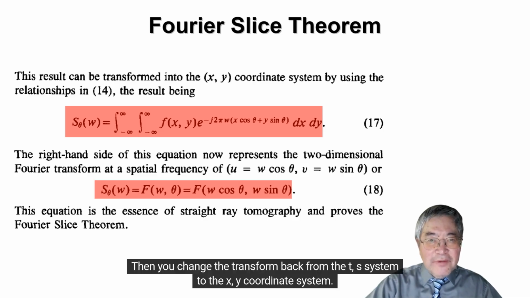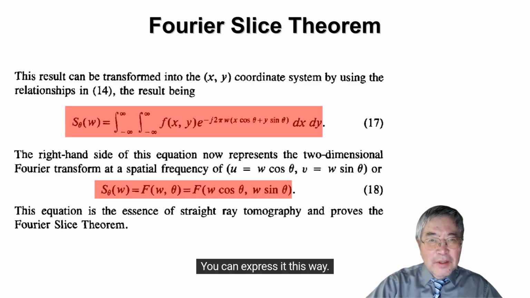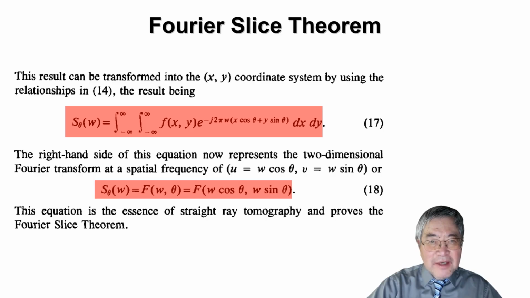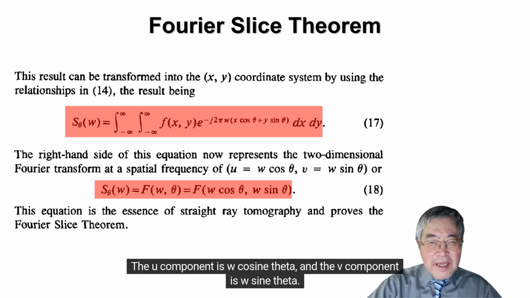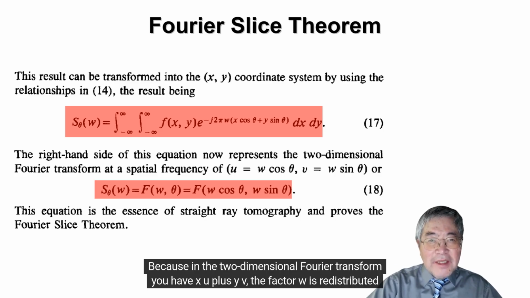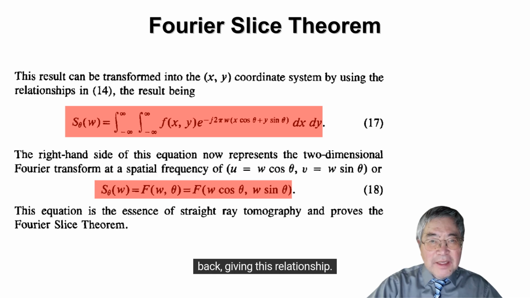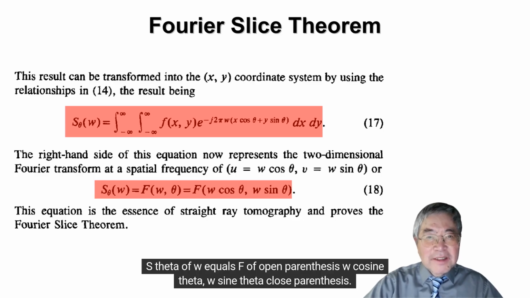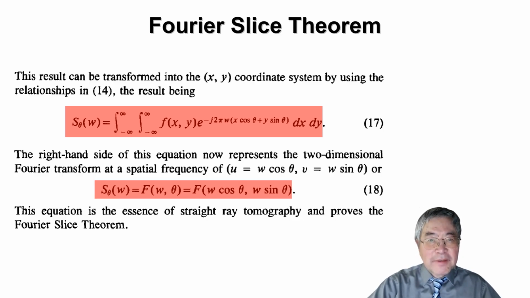Then you change the transform back from the TS system to the xy coordinate system. You can express it this way. Rearranging a little, it can be expressed as a two-dimensional Fourier transform, capital F. The u component is w cosine theta and the v component is w sine theta. Because in the two-dimensional Fourier transform you have xu plus yv, the factor w is redistributed back, giving this relationship. As theta of w equals F of (w cosine theta, w sine theta).